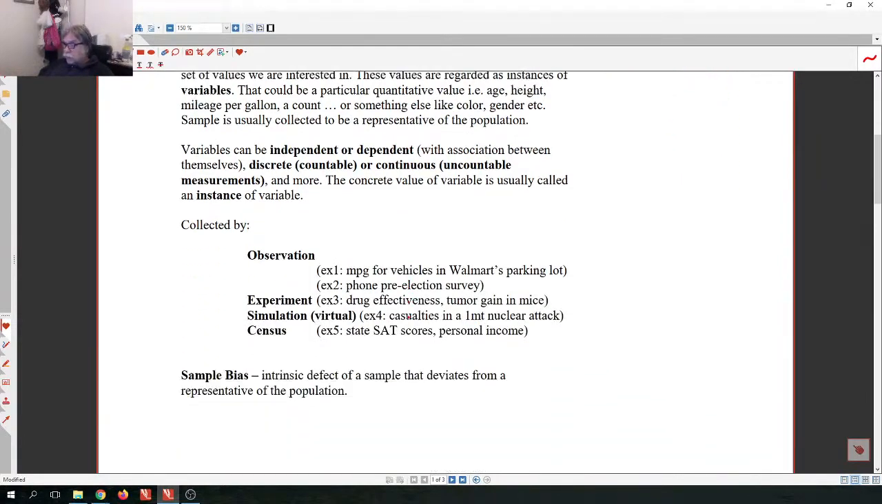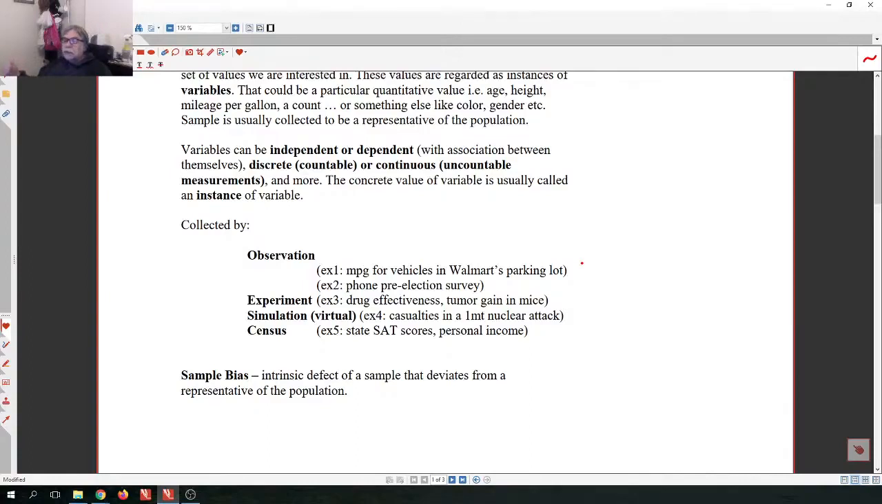Now, when we collect a sample, a portion of the population, we will usually get a relatively large set, but much smaller than the population. The population is usually significantly larger. We collect that data as what we call instances. Every particular number that we collect is an instance of the variable we are interested in. Maybe the mileage per gallon of a four-door sedan on the road in the United States. One number like that would be an instance of that variable.